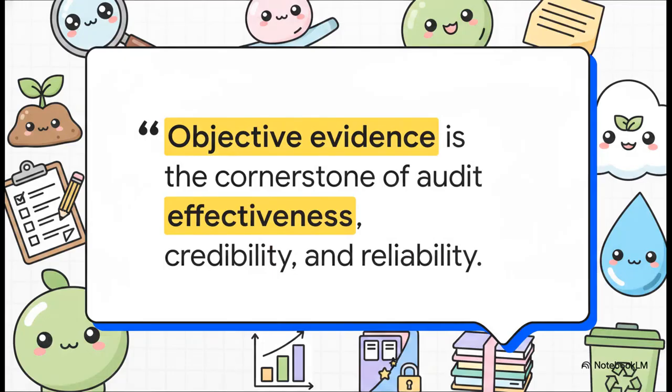This brings us to a really powerful takeaway from the ISO text itself. Objective evidence represents the cornerstone of ISO 14126 audit effectiveness, credibility, and reliability. Without it, an audit is just a polite conversation. With it, an audit is a factual, defensible evaluation that genuinely ensures environmental compliance and continuous improvement.